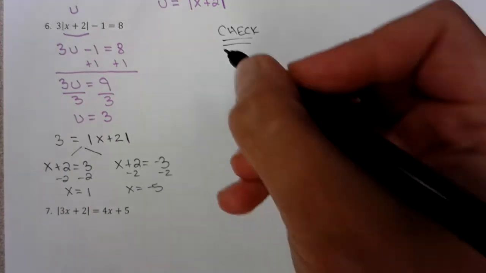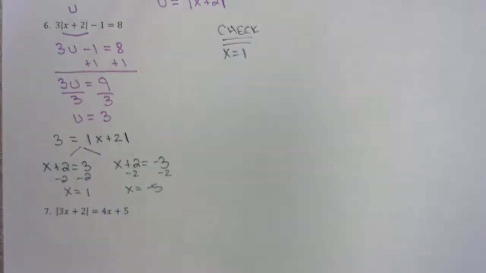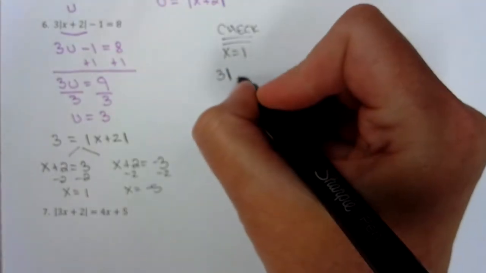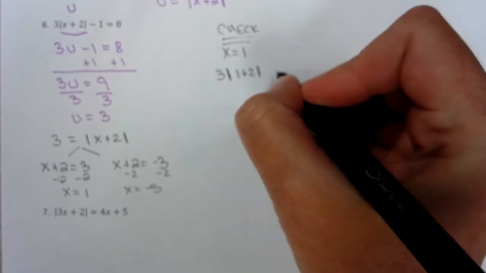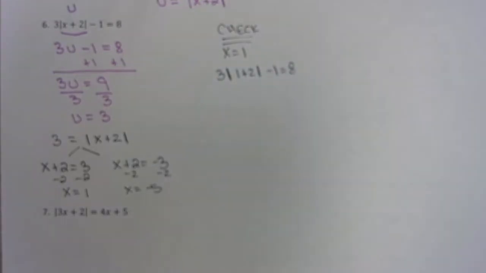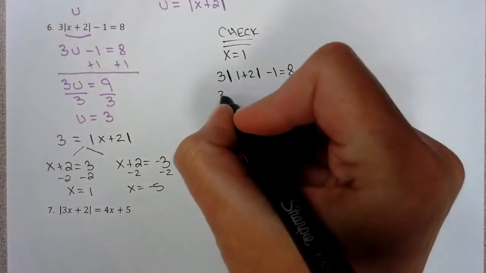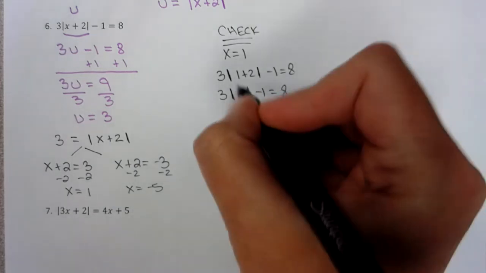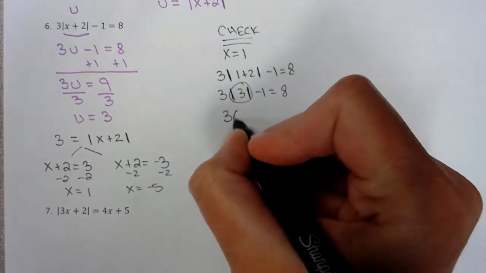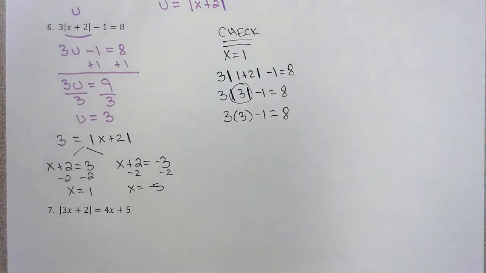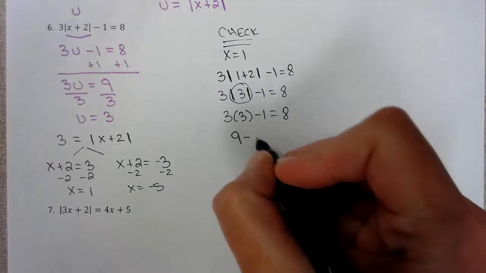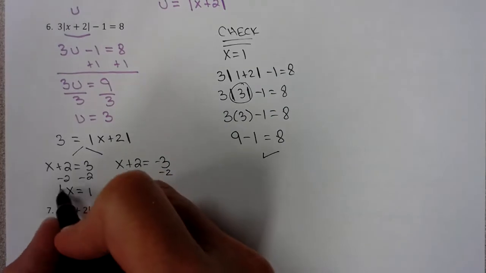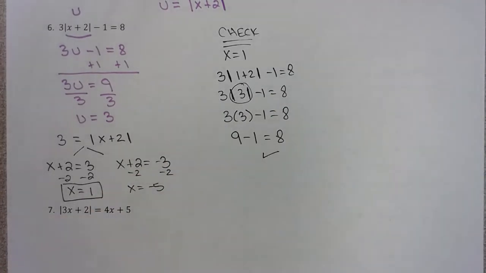Let's check and see if those are good answers. So we're going to check x equals 1 first. So I have 3 times the absolute value of 1 plus 2 minus 1 equals 8. 2 plus 1 is 3. Take the absolute value of 3, which is 3. Multiply, so I get 9 minus 1 equals 8. That is a true statement. So x equals 1 is a good answer.